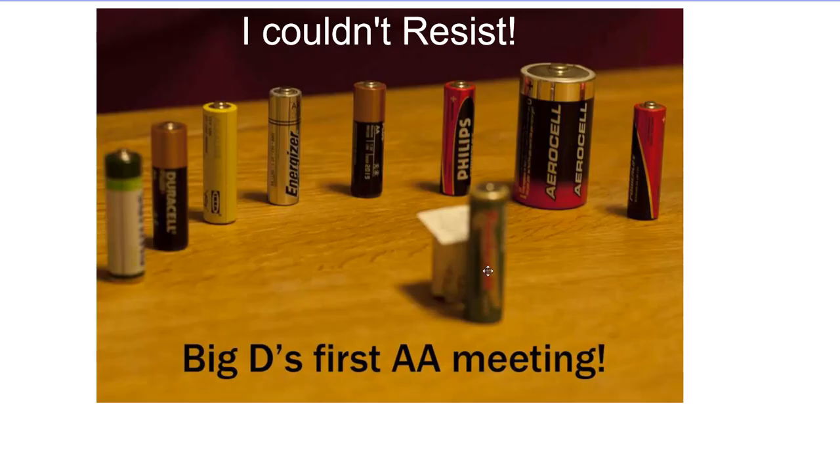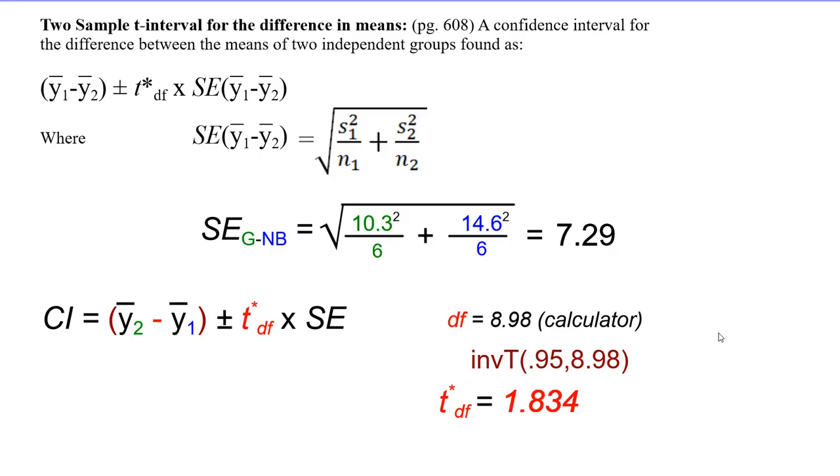No. All right. Oh, yeah, I couldn't resist. Sorry. Yeah, it was Big D's first AA meeting. AA meeting. Get it? Yeah. Yep. I don't know what to say after that.